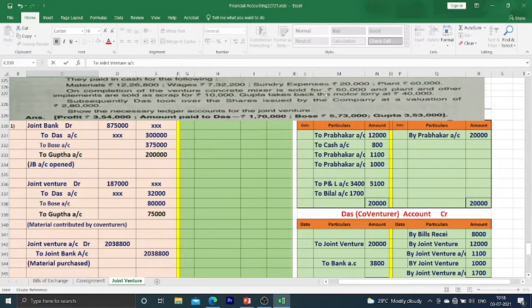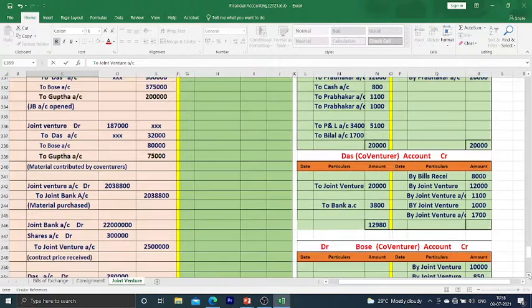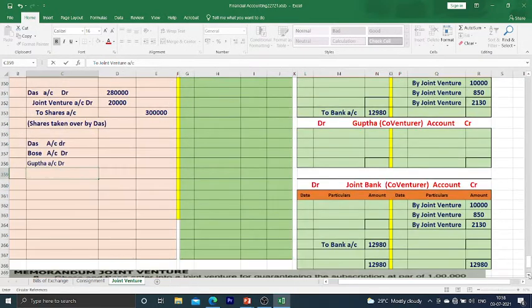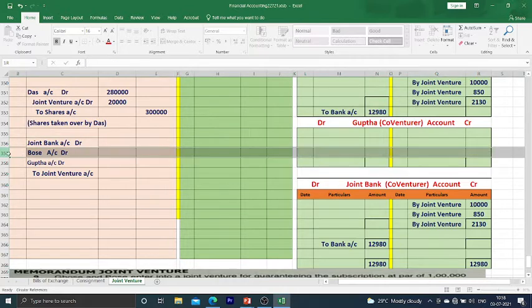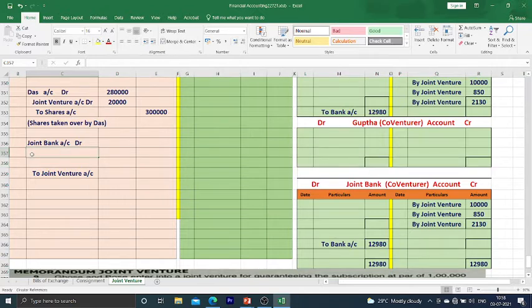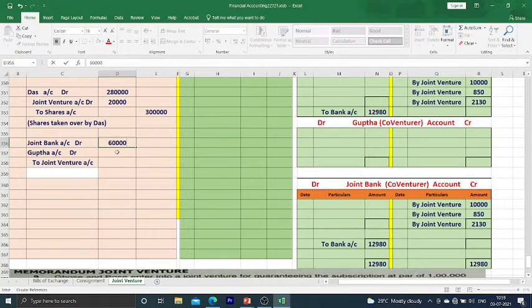On completion of the venture, concrete mixer sold for 50,000 and plant and other implements sold as scrap for 10,000. Gupta takes back motor lorry for 40,000. Only Gupta. Okay. So we have to write joint bank account debit, to joint venture account. And they sold for 60,000. And this may be 40,000, I think. Unsold stock value.